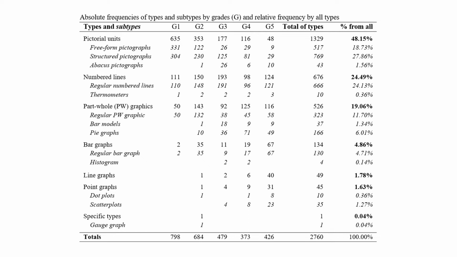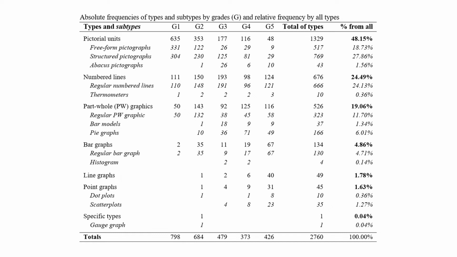There are pictorial units. These present data with pictographs, which can be unstructured, meaning free form, or they can be organized in some non-random way, meaning they are structured. There was a specific type of pictorial unit, and that was abacus pictographs, which is used mainly when working with bigger numbers, thus peaking in presence in grade 3. Next, we have numbered lines, part-to-whole graphics, where pie charts are included, pie graphs, sorry, and then of course bar graphs and line graphs.